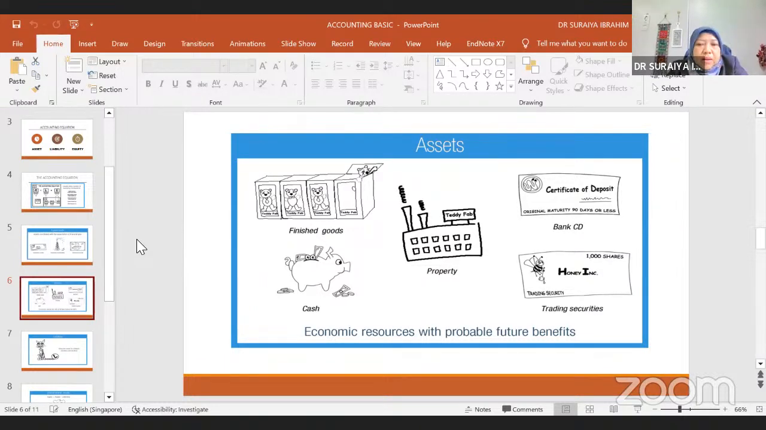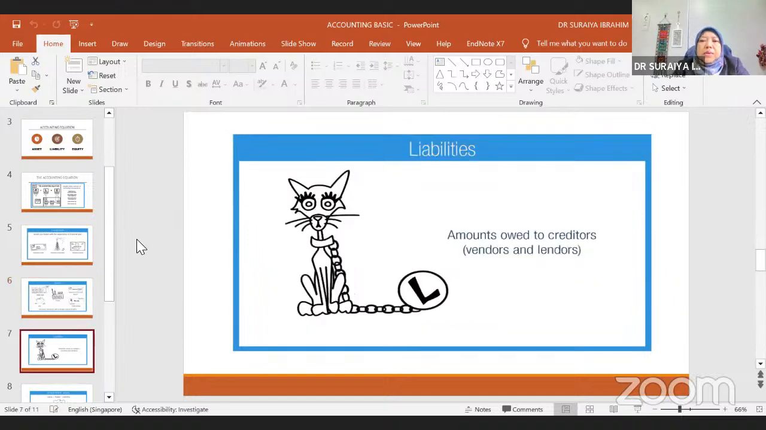In liabilities, for example, there are accounts payable, notes payable, accrued expenses, and so on. For example here, amounts owed to creditors, such as vendors and lenders. Creditors refer to accounts payable, which refers to the supplier, and also the bank. So that's why sometimes investment involves the banking system and so on.